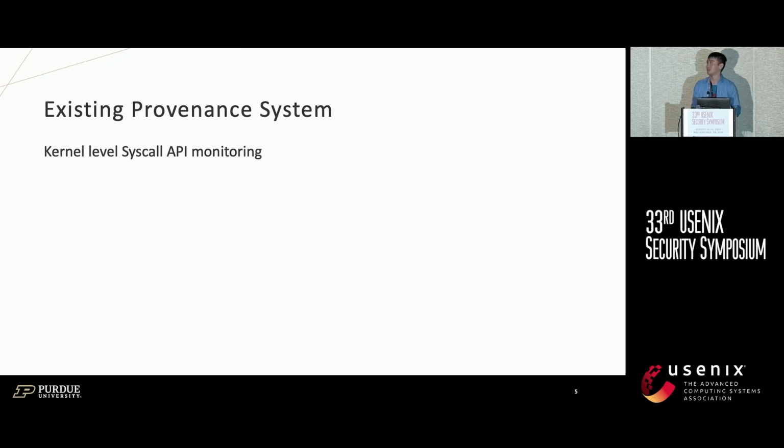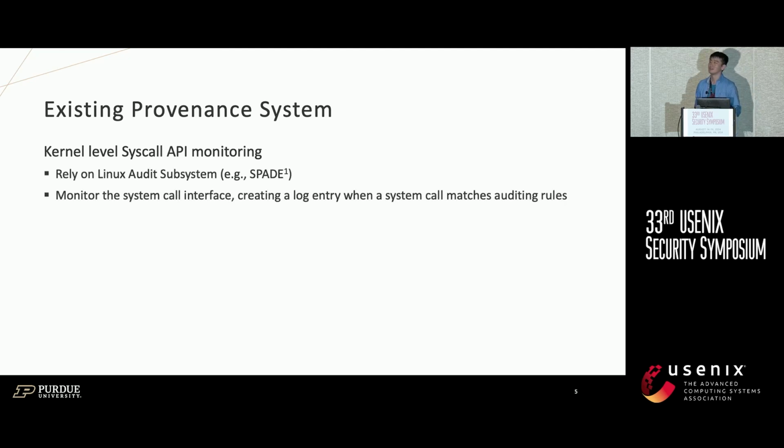So next, let's look at some existing provenance systems. The first category is kernel-level syscall API monitoring. This category mainly relies on the Linux audit subsystem, for example, the SPADE system. They monitor the syscall interface, and they create log entries when some syscalls match the auditing rules.